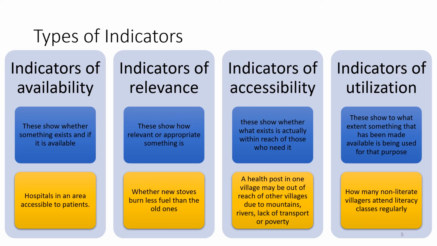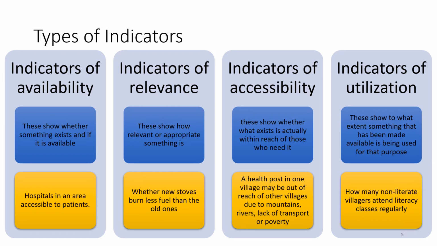Indicators of relevance show how relevant or appropriate something is. So whether new stoves burn less fuel than the old ones. If you want to reduce the fuel, then you would have an indicator of relevance. Indicators of accessibility show that something might exist, as in the first one, it is available, but it might not be used or accessible to those who need it. So a health post in one village may be out of reach for other villages due to mountains or rivers or whatever the case may be.